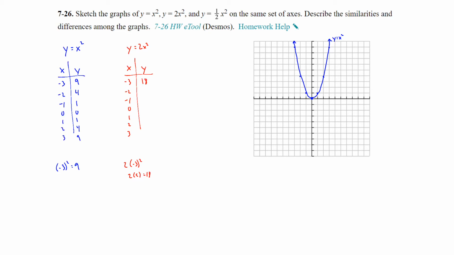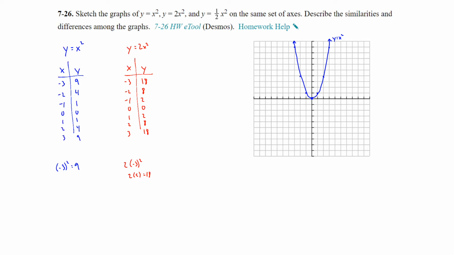Negative 2 squared was 4. 4 times 2 is 8. Negative 1 squared is 1. 1 times 2 is 2. So like I said, all we're doing is taking these values over here that we've already created and multiplying each of them by 2. And so 0 squared is 0 times 2. And then you'll notice once again the symmetry on the other side.